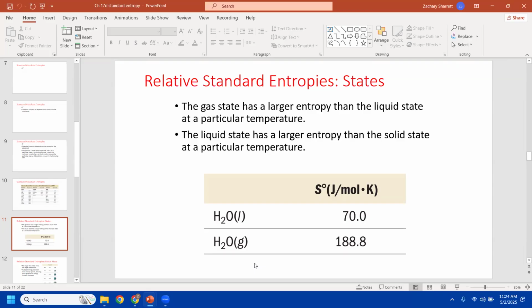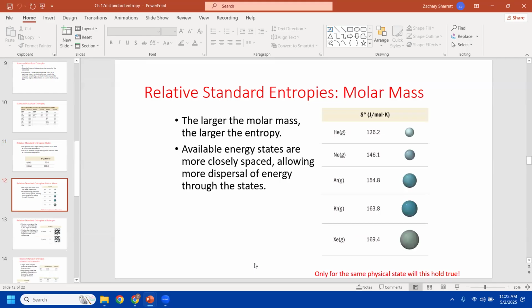Wasn't there much more different possibilities for that gas, because it's spreading out and moving anywhere, than that liquid, which is kind of confined to the bottom of that container, right? Ella, did you have something to add? Okay, perfect. So we've already talked about why liquids are less entropic than gases, and solids even less than liquids.